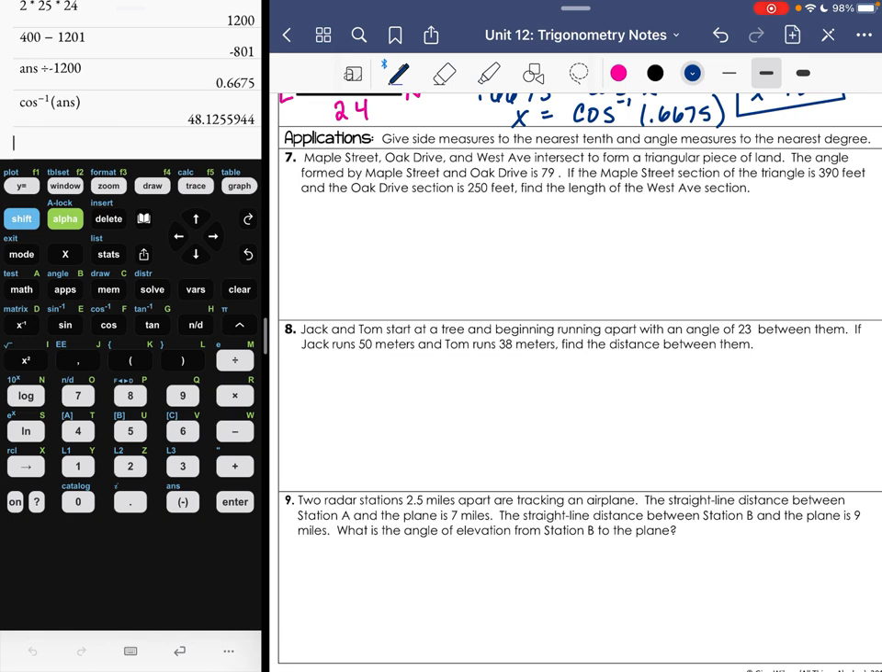This says Maple Street, Oak Street, and West Avenue intersect to form a triangular piece of land. The angle formed by Maple Street and Oak Drive is 79. If Maple Street section is 390 and the Oak Street section is 250, find the length of the West Avenue section. So definitely draw this picture.